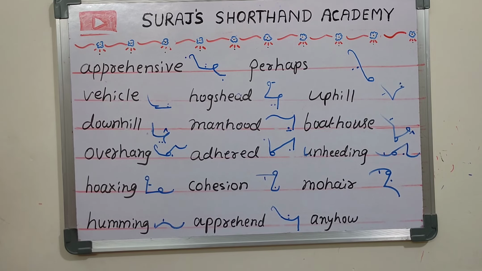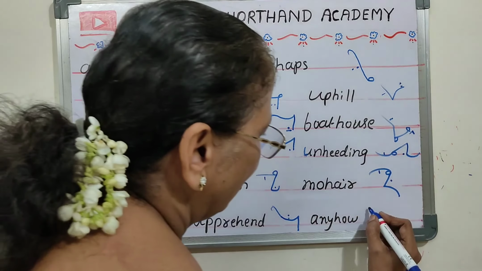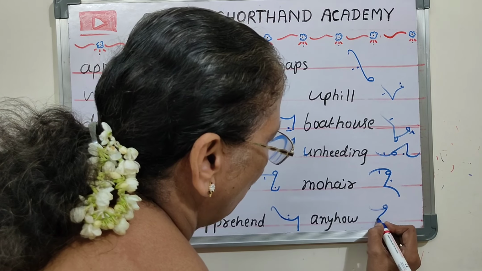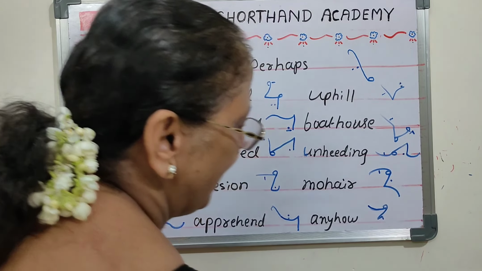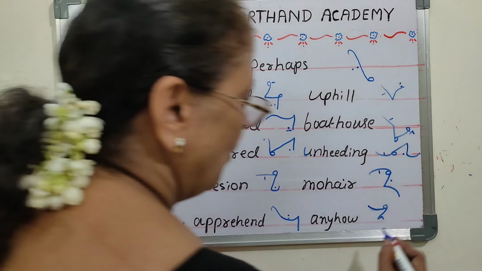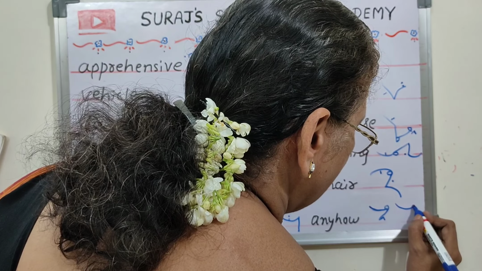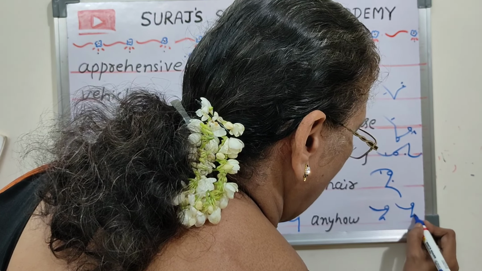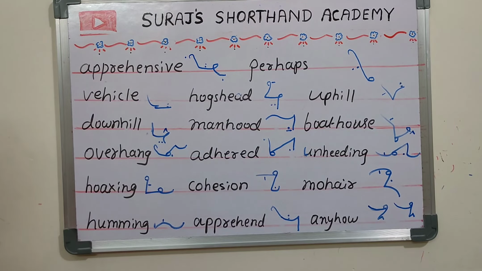Next word, anyhow. Actually, we are using a grammalogue. Any, you know how to write. How also you know. But anyhow, a joint word they have taken. Anyhow. Here, this is any and this is how. Once again I am writing anyhow. How sound is there? Anyhow.